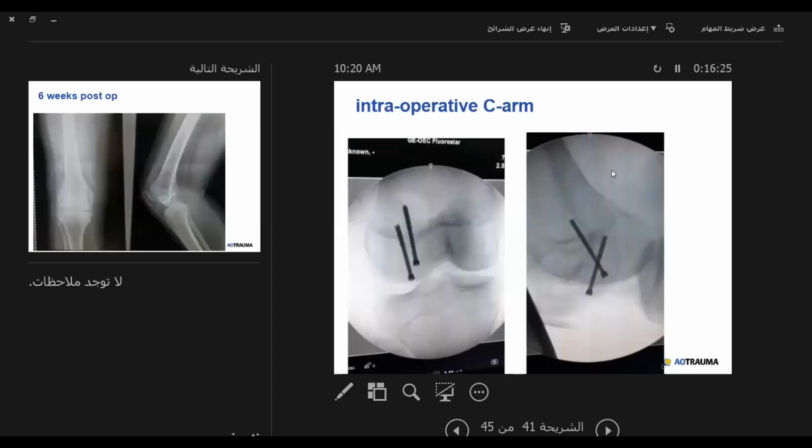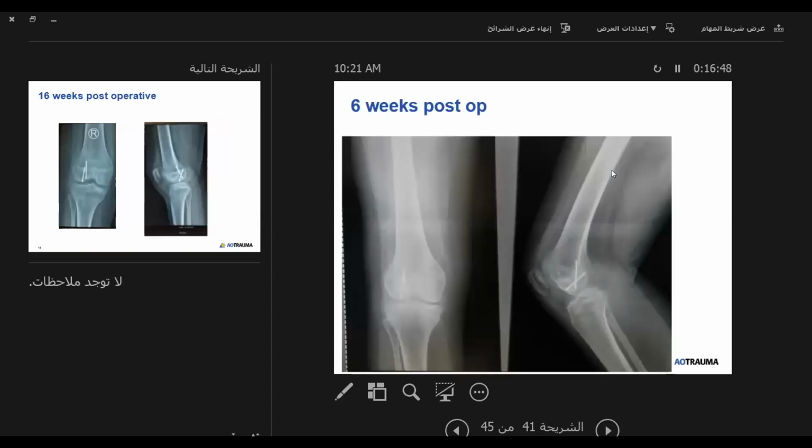This is the initial X-ray, the CR image intraoperatively with a good quality of reduction. Here also, the lateral view intraoperatively, you cannot assess the reduction of your fracture unless you do it with the scope. So the scope is better to evaluate the reduction for your fracture, and also it can help you to find if there are associated injuries.